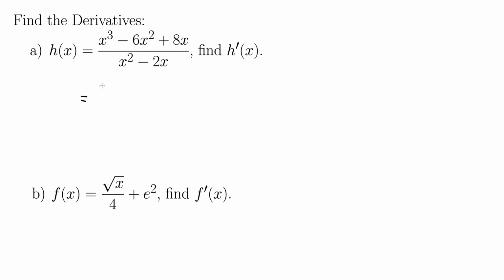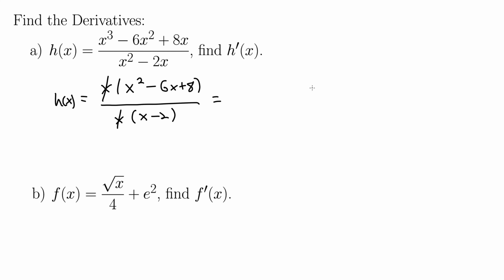Okay, so let's just see. We can factor an x out of the top, so that leaves us with x squared minus 6x plus 8. That's looking a little better. And down below, let's get an x out of there. That leaves us with x minus 2. Okay, so the x is already gone. And now, so this is still h of x, by the way. We're not taking the derivative yet.